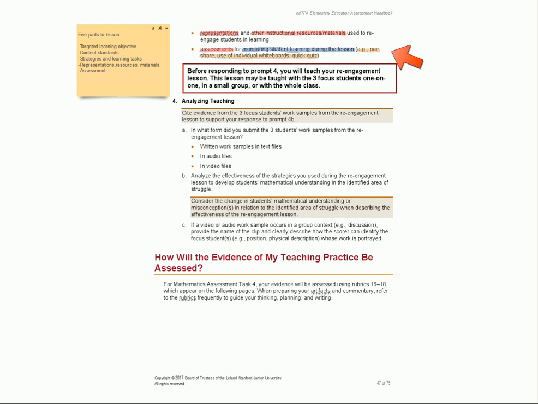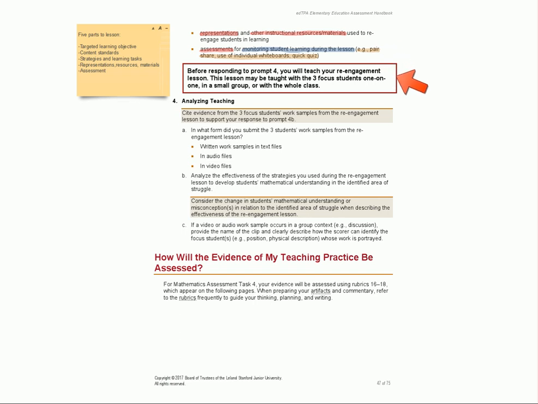5 parts to the lesson plan. Again, you want to have a targeted learning objective. You want to set out the content standards. You want to set out the strategies and learning tasks you'll be using. And from this page, the representations, resources, and materials that will be involved. And then finally, the assessment to monitor student learning during the lesson. What are the multiple ways that you'll be checking for understanding along the way?